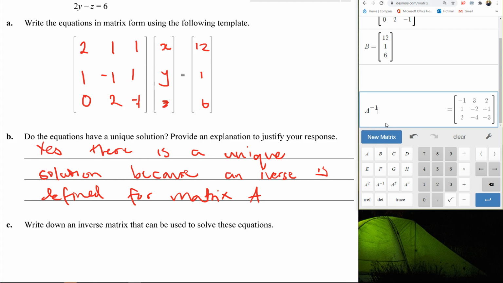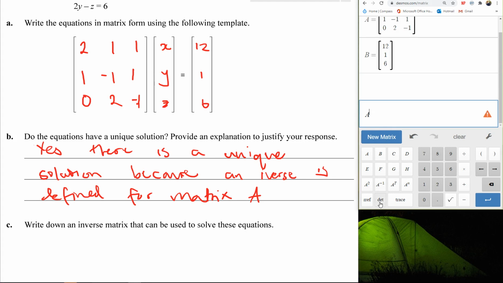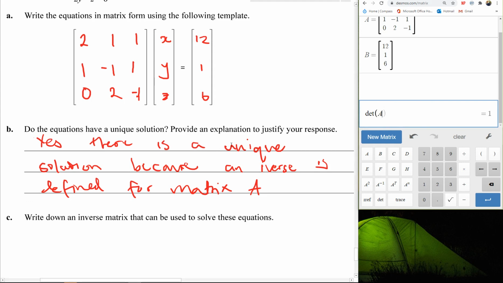Another thing you can also do is calculate the determinant for it. If you write determinant for A, if it exists, then it's definitely a unique solution. Remember, if the determinant is 0, then there is no unique solution. So I would also write here the determinant for A is 1. Please also mention that. That'd be a good thing to mention.